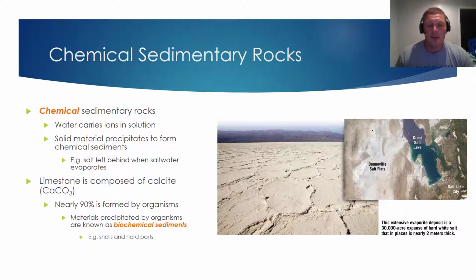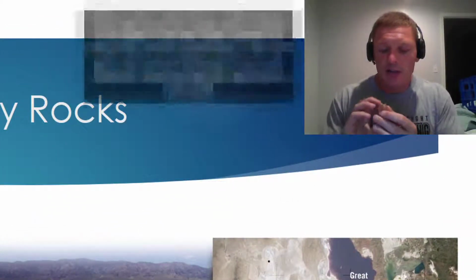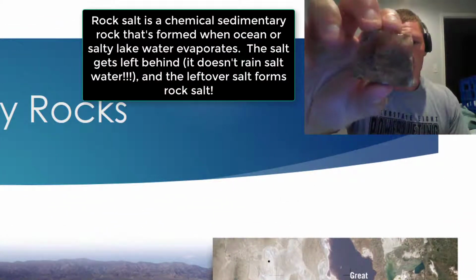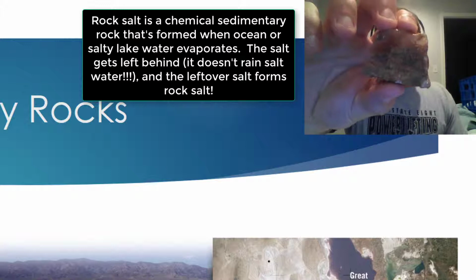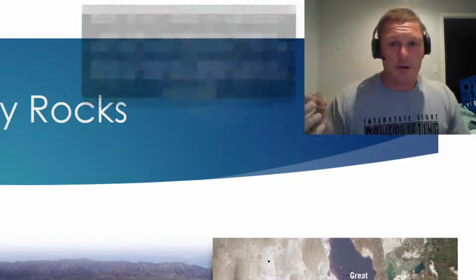The other type of sedimentary rock that I'd like to overview is chemical sedimentary rock. The formation of chemical sedimentary rock relies primarily on water-carrying ions, and then when that water evaporates away, solid material will precipitate to form chemical sediments. As an example, if there's a region of salt water and all the water evaporates away, what you're left with is rock salt. And here's a piece of rock salt. It's kind of cool looking. Rock salt is a crystalline and granular aggregate of sodium chloride deposited from evaporating seawaters.